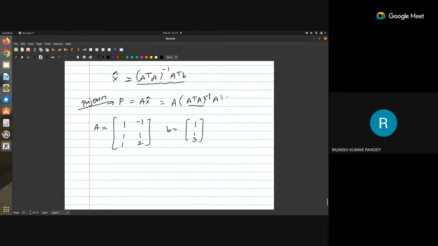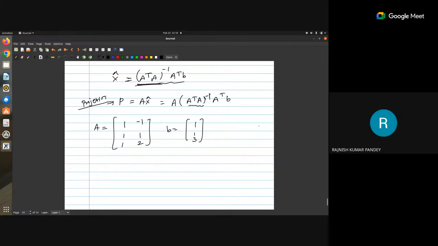Sir, in lecture, sir has written x hat as A transpose b upon A transpose A. Huh, that is also fine. That is the same thing, right? Upon means, when you deal with matrices, it becomes the inverse. Inverse and dividing are the same thing. In matrices, we don't divide; you cannot divide a matrix by a matrix, right?